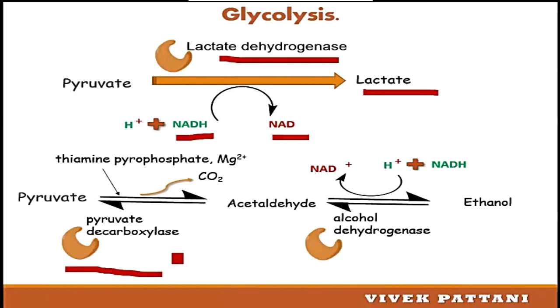Now, moving forward to the conversion of pyruvate to ethanol. Here pyruvate will be converted into acetaldehyde, where a molecule of carbon dioxide will be released. In this process, thiamine pyrophosphate and magnesium ion will be used. This is a reversible process, but during the conversion of acetaldehyde to pyruvate, it involves a carboxylation process, not a decarboxylation process.